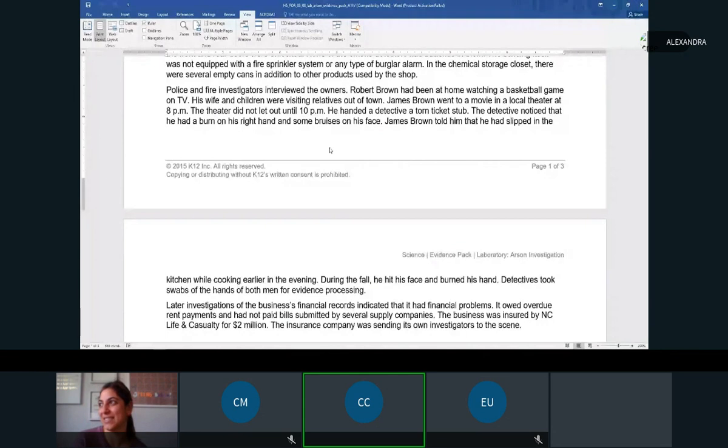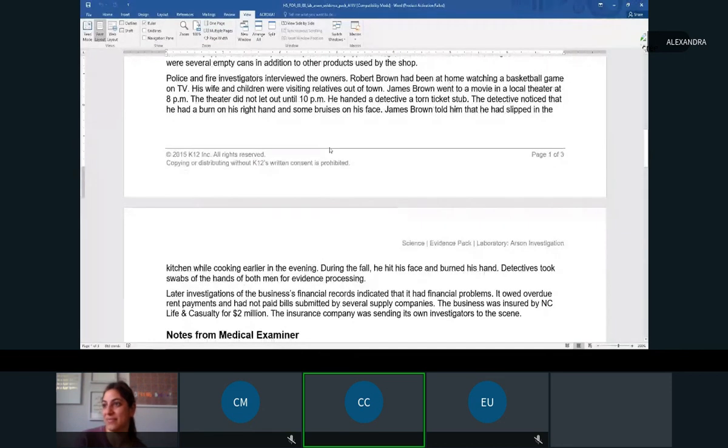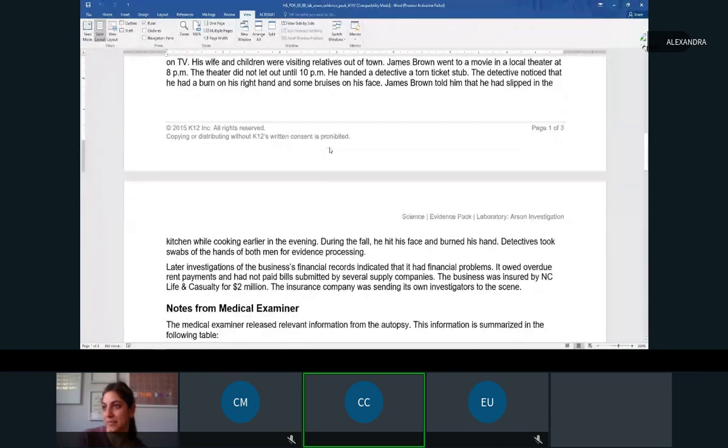The detective noticed that he had a burn on his right hand and some bruises on his face. James Brown told him that he had slipped in the kitchen while cooking earlier in the evening. During the fall, he hit his face and burned his hand. Detectives took swabs of the hands of both men for evidence processing.